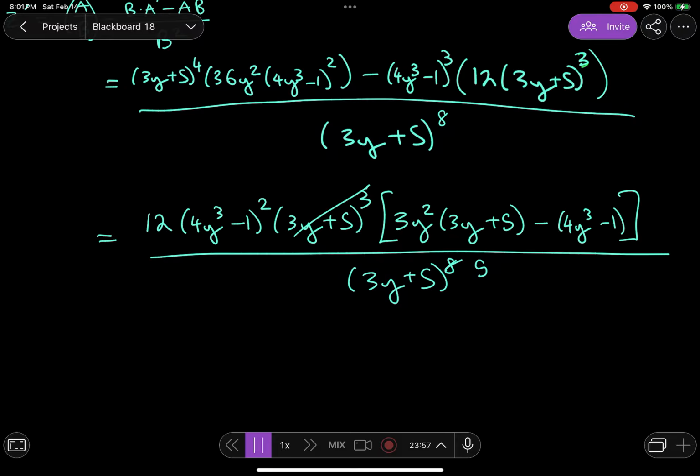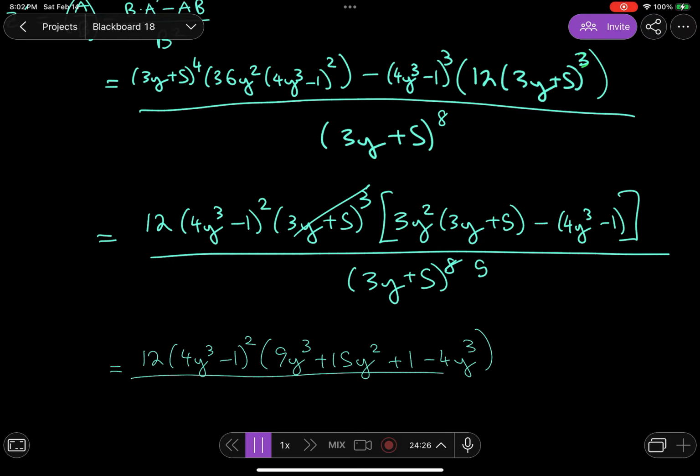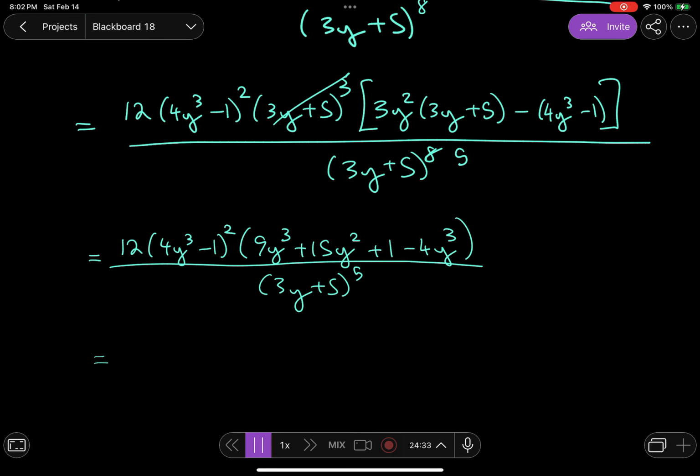So my final answer here is going to be 12 times 4y cubed minus 1 squared times 9y cubed. Oh, no. Okay, so maybe this won't be my final answer. Plus 15y squared plus 1 minus 4y cubed, all divided by 3y plus 5 to the 5th power. I got to work on my 5s.